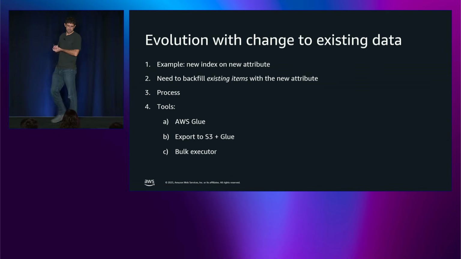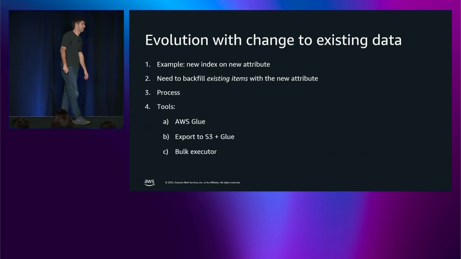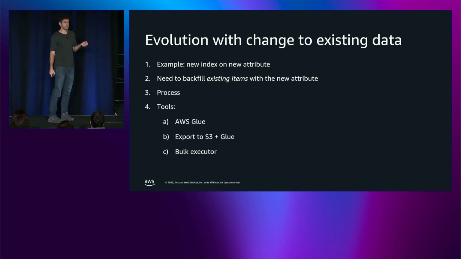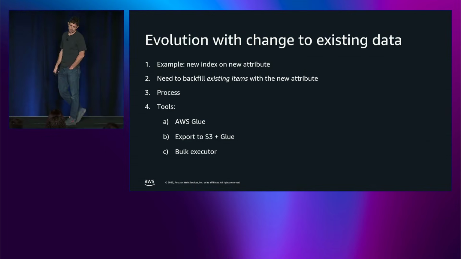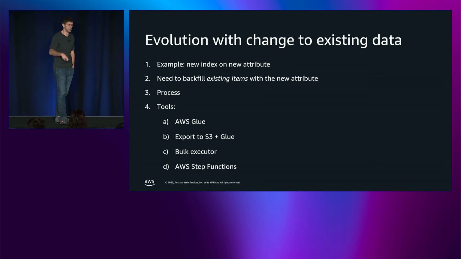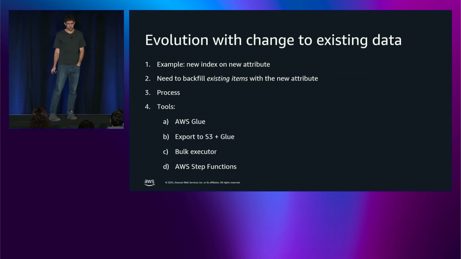My new favorite is there's a bulk executor. Jason Hunter, he's a DynamoDB SA, created this new bulk executor tool. It's on GitHub and allows you to do this sort of stuff and makes it pretty easy to perform these kinds of migrations. I've also seen people use AWS Step Functions if you're into that. If you're good with Step Functions, this can work. I prefer the other ones, but any of those can work.